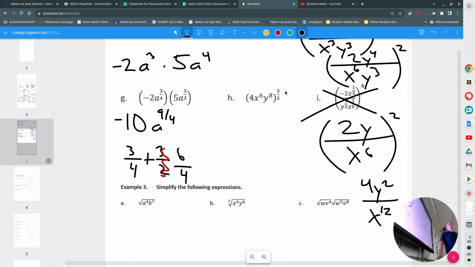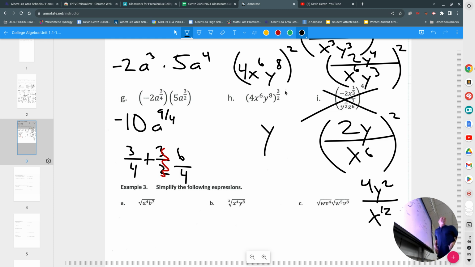Letter H looks even more challenging. But again, I'm going to say, well, if you don't like the fraction exponent, then let's just make an easier problem. Suppose it was like that. Okay? Now would you know what to do? You'd say, well, yeah, it's easy, Mr. Gens. What do you do with the exponents? You just multiply.